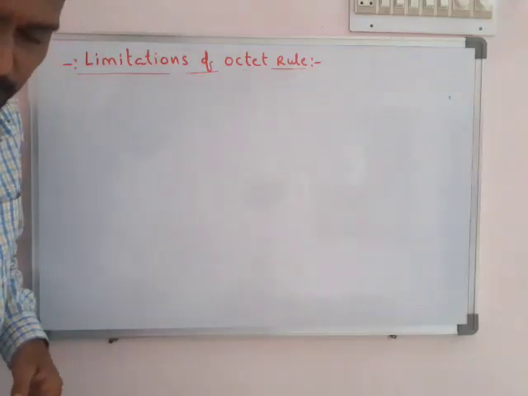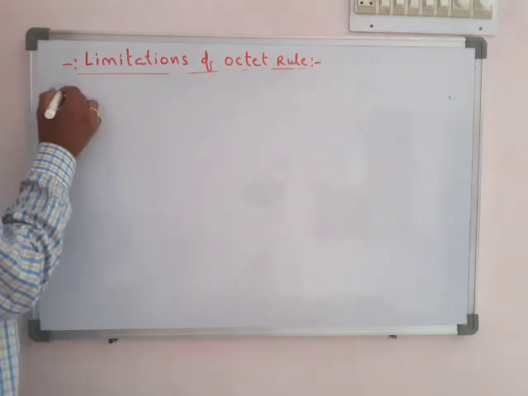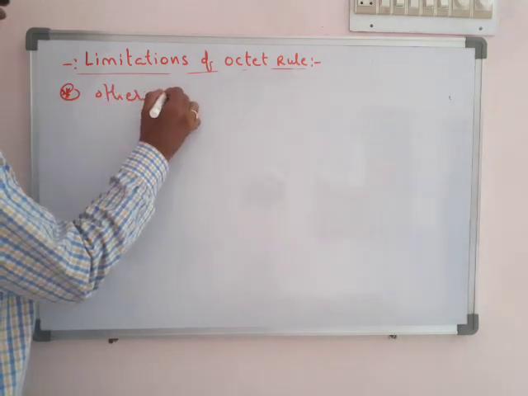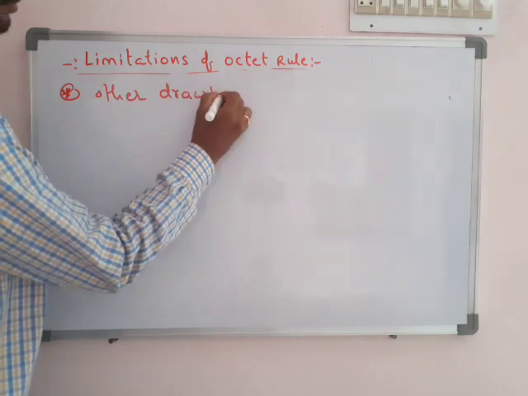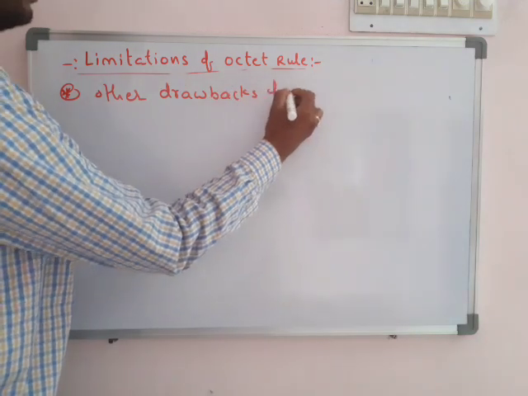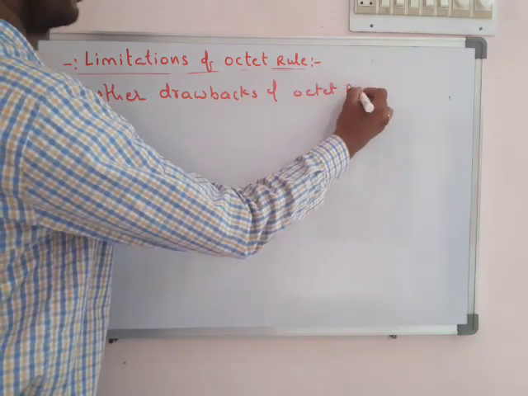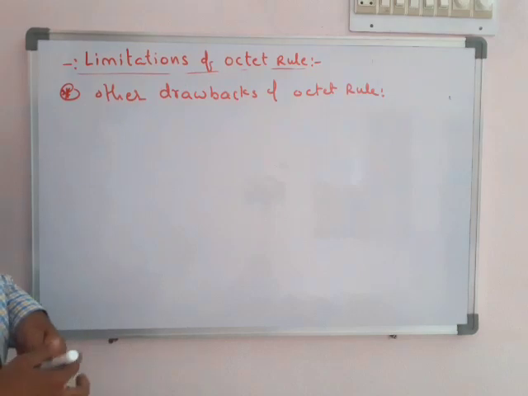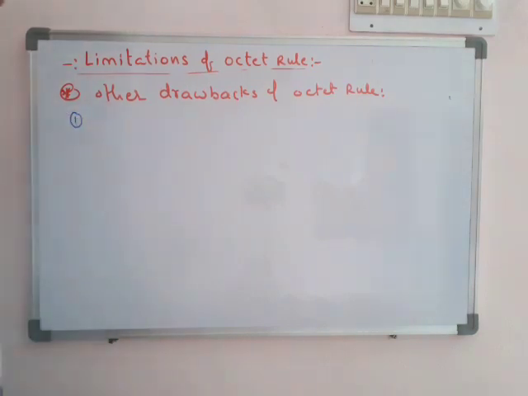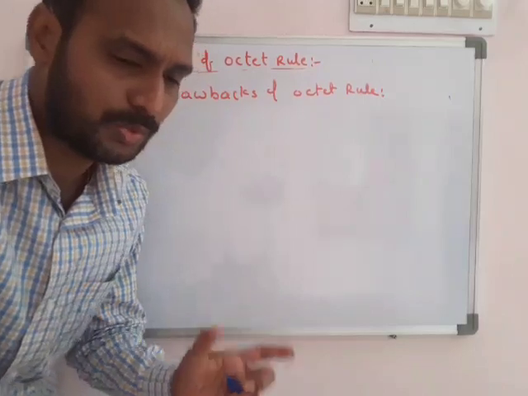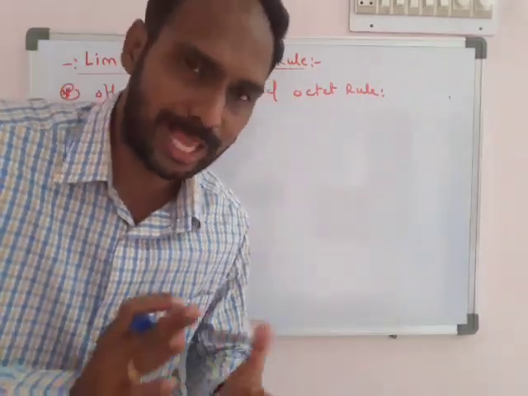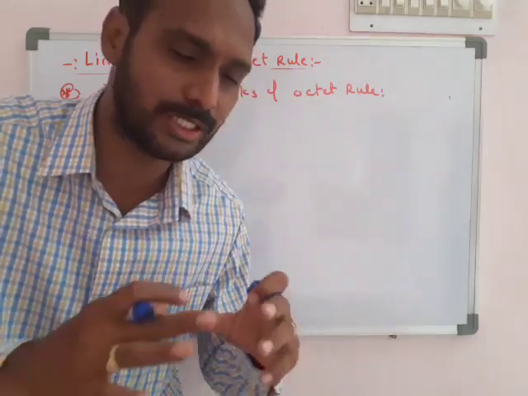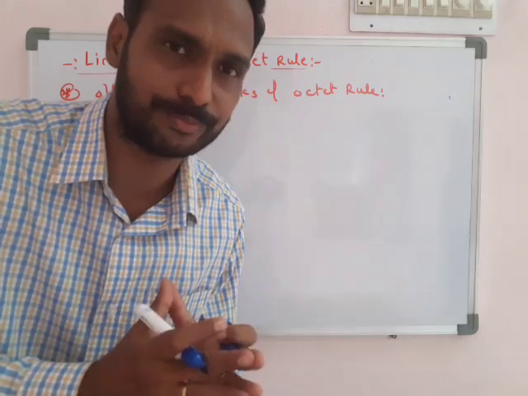So other important failures of the octet rule, failures in terms of other drawbacks. The main drawback is its basis. So what is the basis for the octet rule? The octet rule's basis is eight electrons, the noble gases, inert gases. Inert gases have 8 electrons, they are stable. So they took 8 electrons as a specific rule for stability.